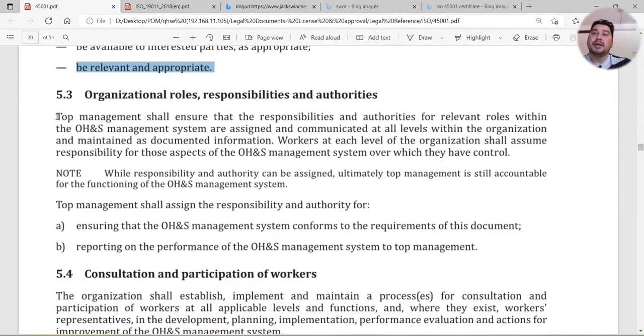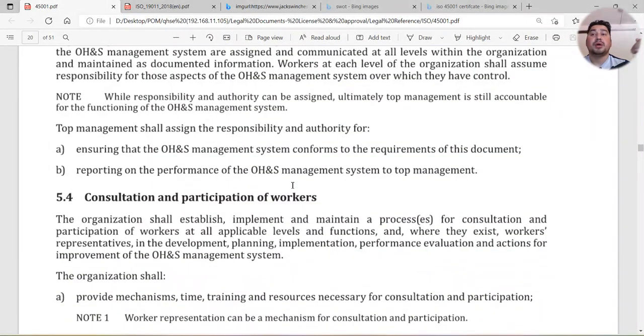So while responsibility and authority can be assigned, ultimately top management is still accountable for the functioning of the OHS management system. Top management shall assign the responsibility and authority. So whenever you are making any JD, it is a requirement of top management that ensuring that the OHS management system conforms to the requirements of this document, and reporting on the performance of the OHS management system to top management. That is the requirement.